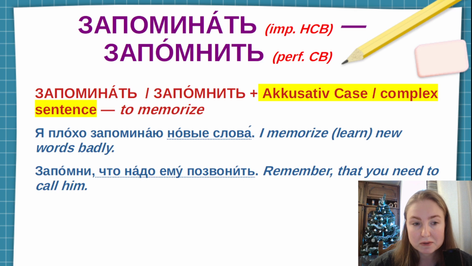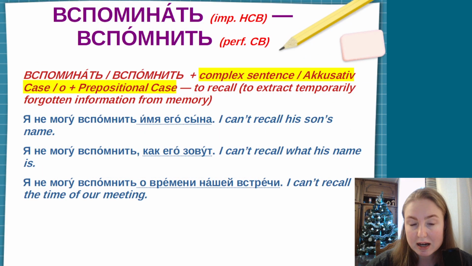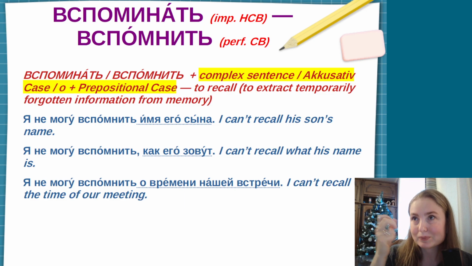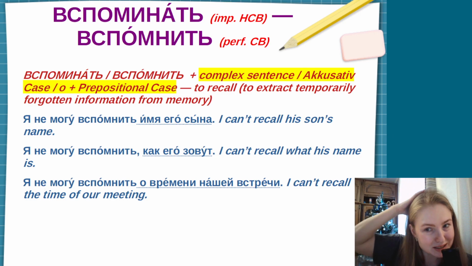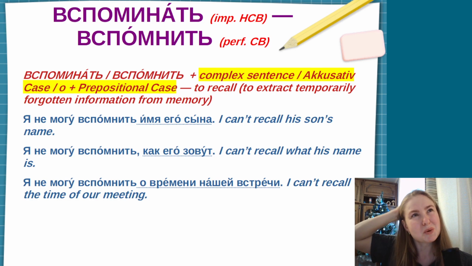Okay, and the third verb is вспоминать, вспомнить. Вспоминать, this verb is imperfective, and вспомнить is perfective. Вспоминать and вспомнить mean to find the information in your memory. To find. So, you understand that you previously learned it and you need to find it in your head. Дай мне вспомнить. Как это по-русски? Я учил. Дай мне вспомнить.